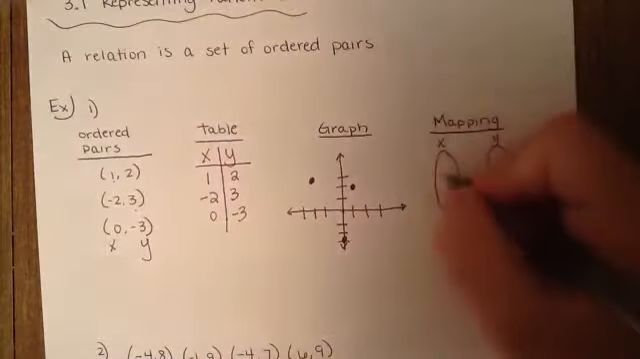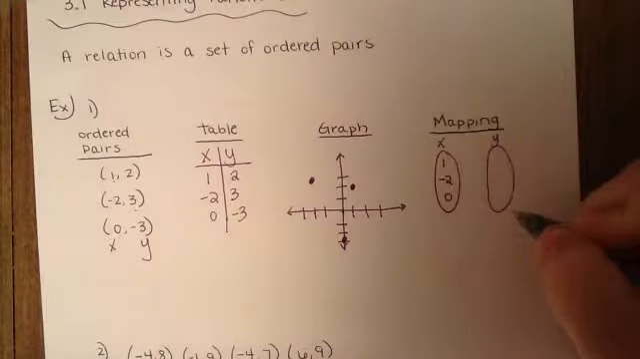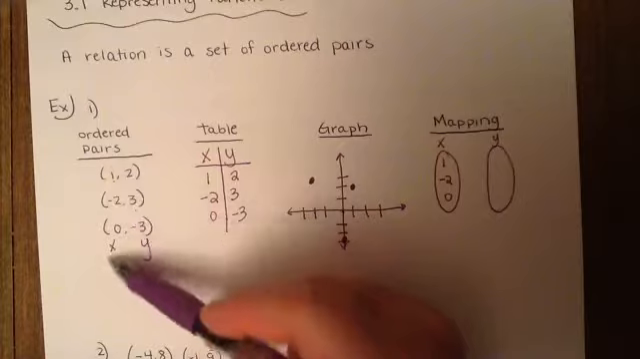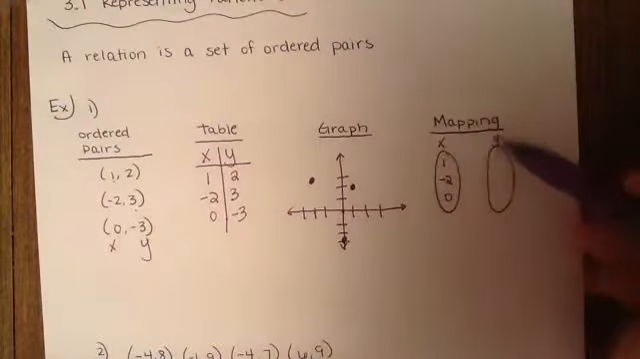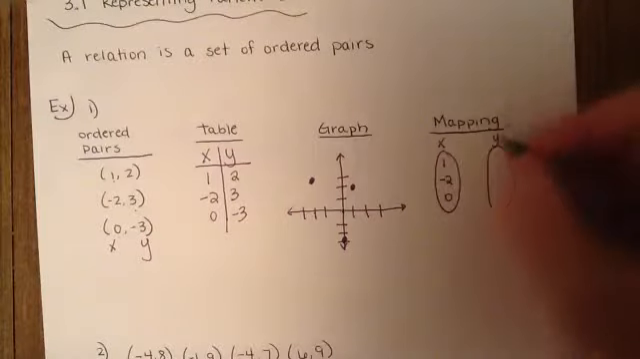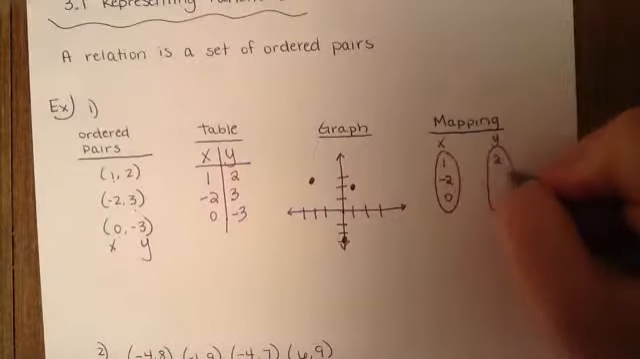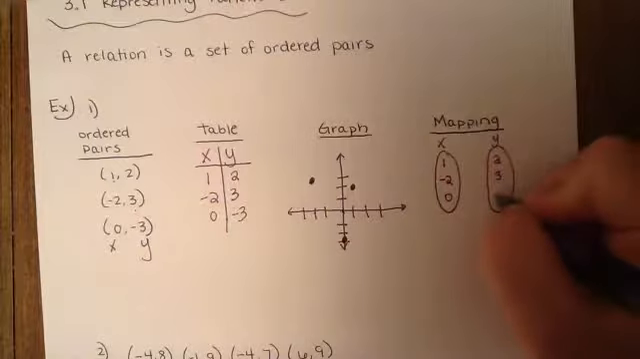So I have 1, -2, and 0. If for some reason I had one that came up twice, I'm not going to list it twice, but I didn't. Now list our y values. What are the y values? 2, 3, and -3.